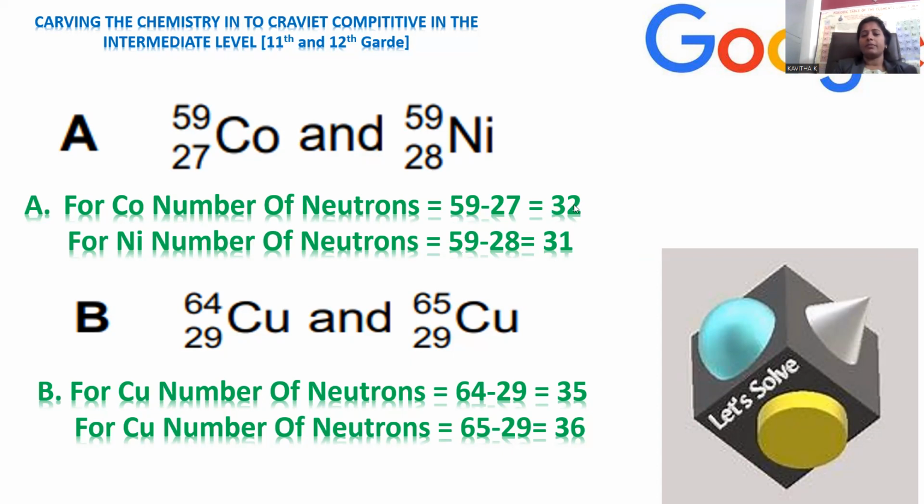Can you find the same number of neutrons? Whatever answer comes is the number of neutrons. So 30 and 31 are not exactly matching. Move on to option B.